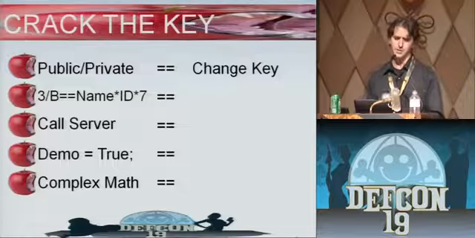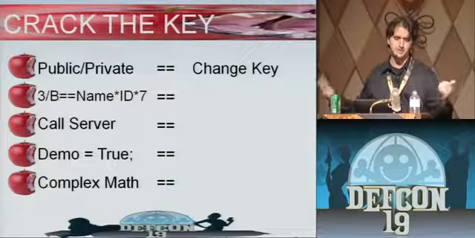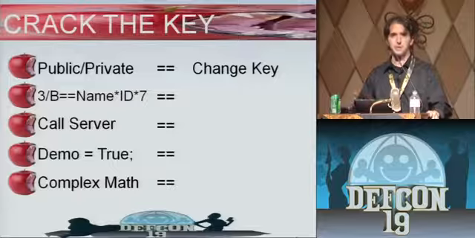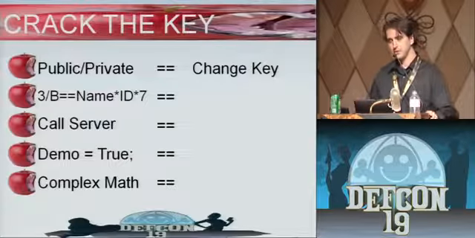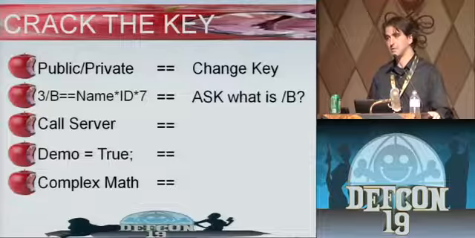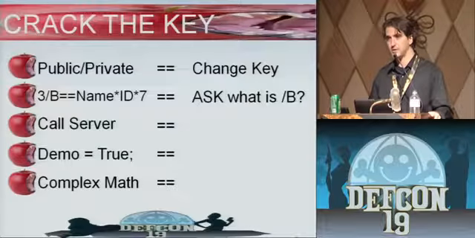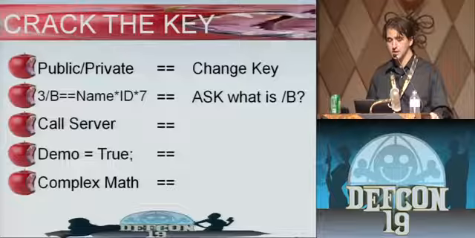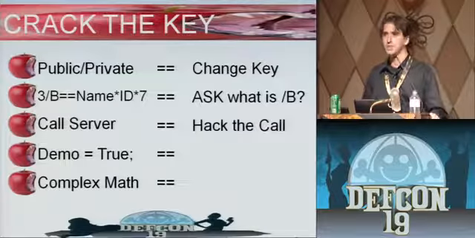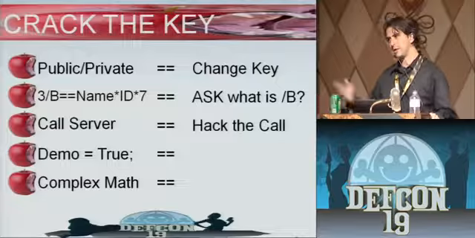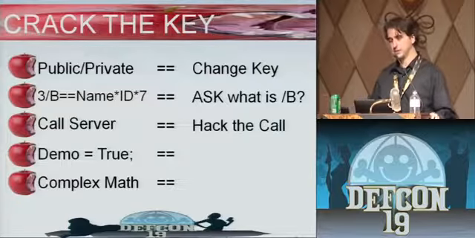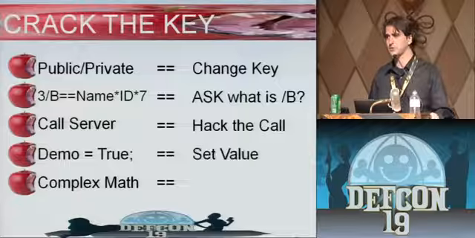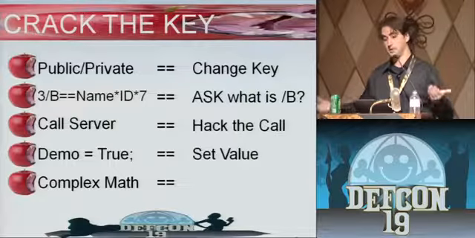The next one is a little weird, but I see it so often. You take your name and the registration code, you do a little bit of math, and you compare it to a known value. You ask it what the known value is, and that's your KeyGen. That's it. Calling the server, you hack the call. You just mess it up. Whatever they're calling, whether it's a UDP packet or a TCP connection, you just mess it up. Demo equals true. It could be false, and it might.